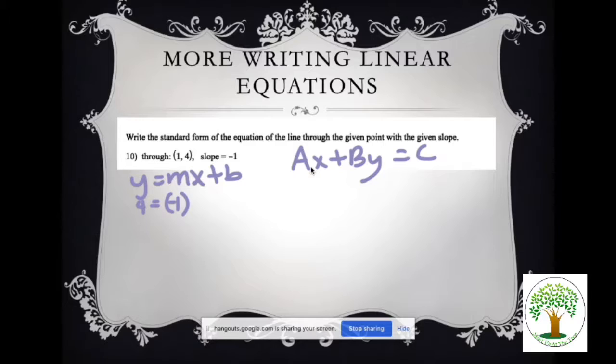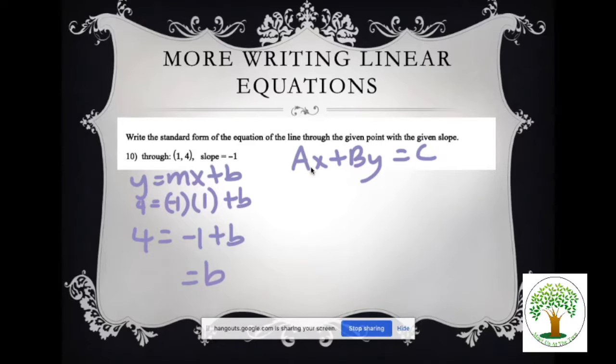Very good. Wait, not x. I need the x is 1 plus b. Good job. So I have 4 equals negative 1 plus b. So b is going to be how much? 5. Yes, I got that.